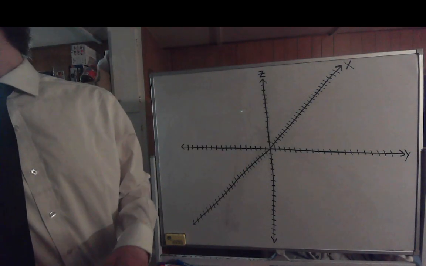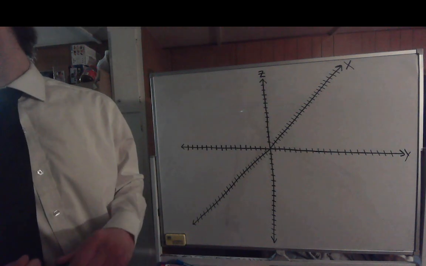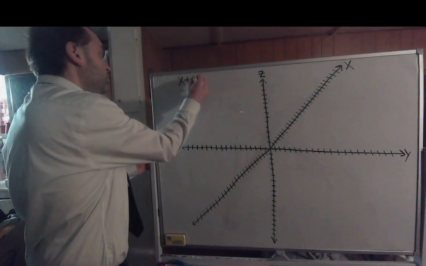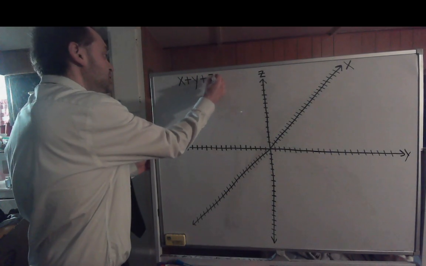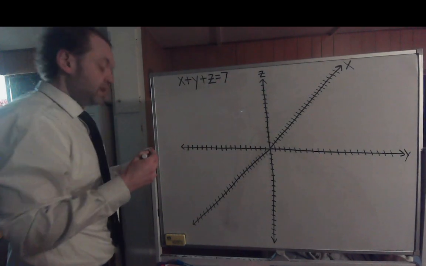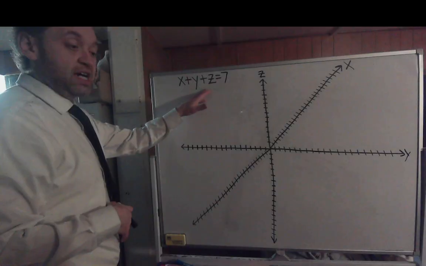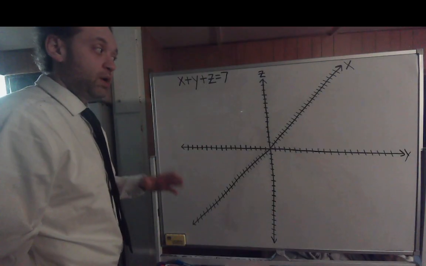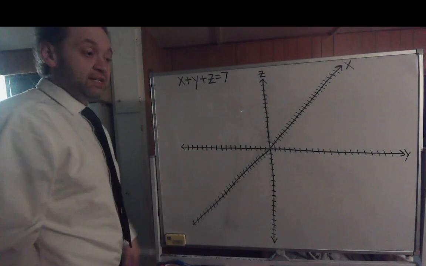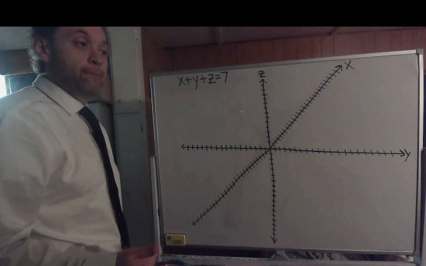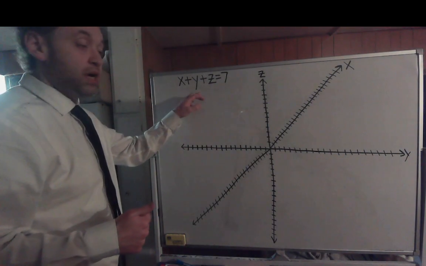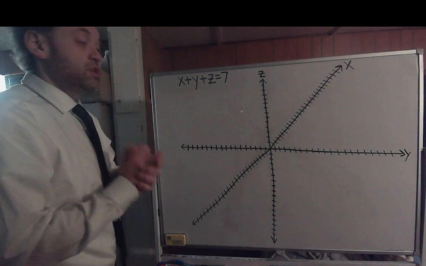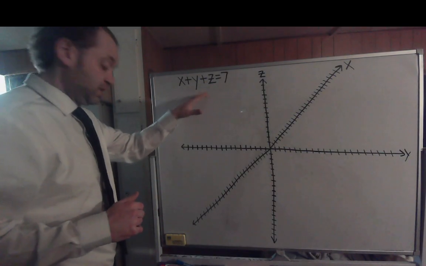Now, we're also going to sketch the graph of some three-dimensional equations. For example, let's say you have an equation like x plus y plus z equals 7. So now you have a multivariable equation where you have an x, y, and z variable. Well, the idea is you're going to solve it the same. You're going to plot your x-intercept, your y-intercept, and now also your z-intercept to come up with a sketch of what this would look like.